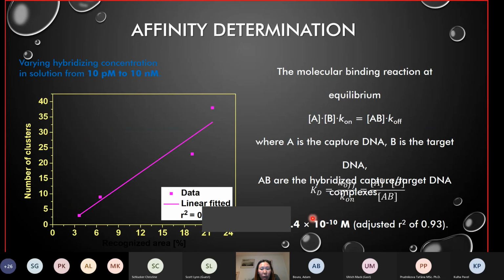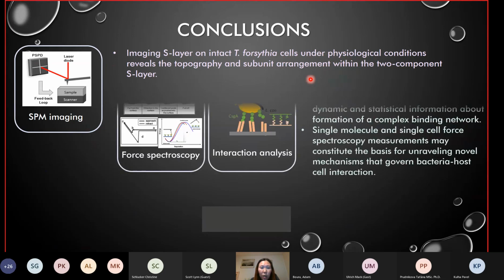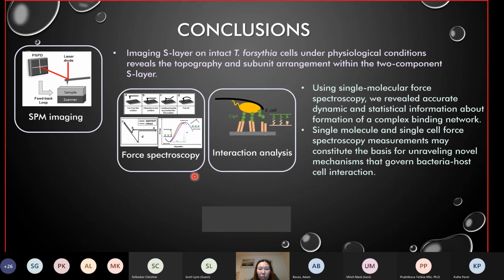So finally, I want to bring it to the conclusion. AFM is actually a really good tool for imaging living bacteria cells in physiological conditions, which can really distinguish the single protein lattice structure. And also for single cell force spectroscopy, we can unravel the mechanism of how these bacteria or cells interact with the host surface. It can also be an abiotic surface with a different material.